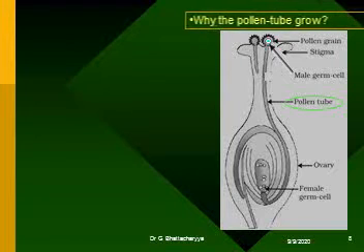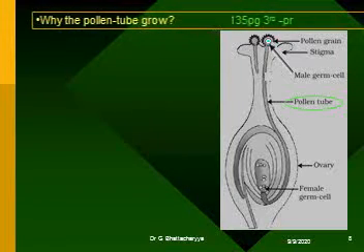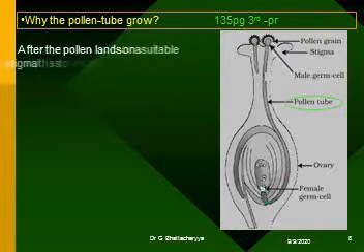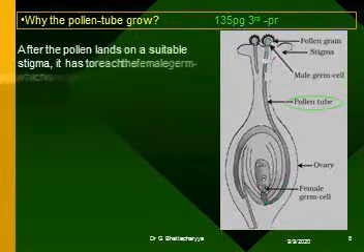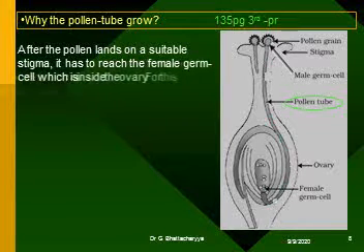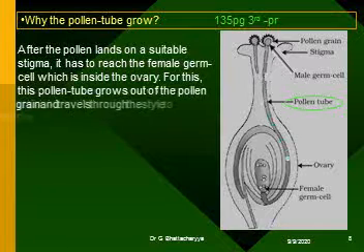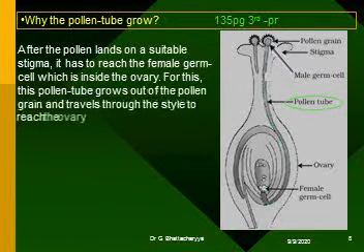Why does the pollen tube grow? After the pollen lands on a suitable stigma, it has to reach the female germ cell, which is inside the ovary. For this, the pollen tube grows out of the pollen grain and travels through the style to reach the ovary. And through the pollen tube, the nucleus of the pollen grain, the male germ cell, travels down up to the female germ cell inside the ovule.